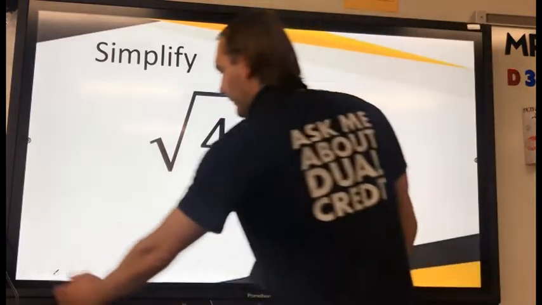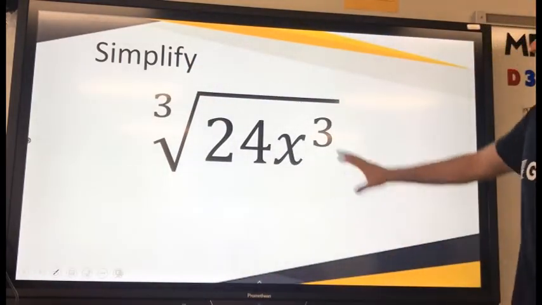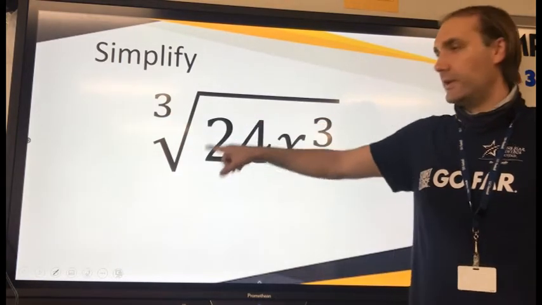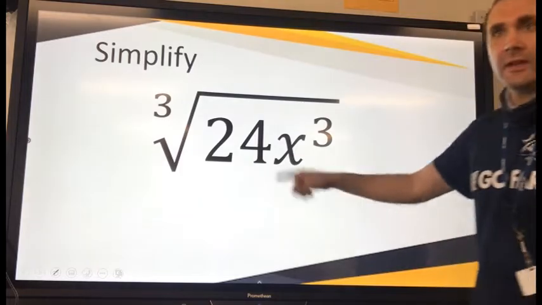Let's complicate this just a little bit more. And now we're dealing with cube roots. So I'm looking for sets of three. Three of a kind, right? X, X, X, 7, 7, 7.